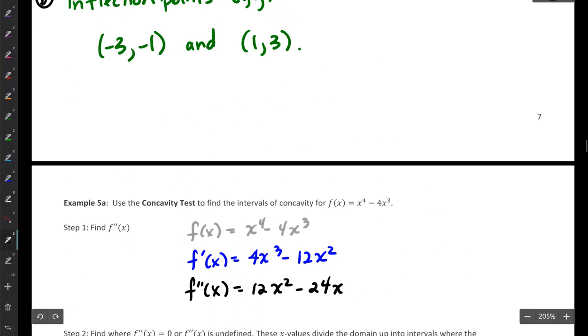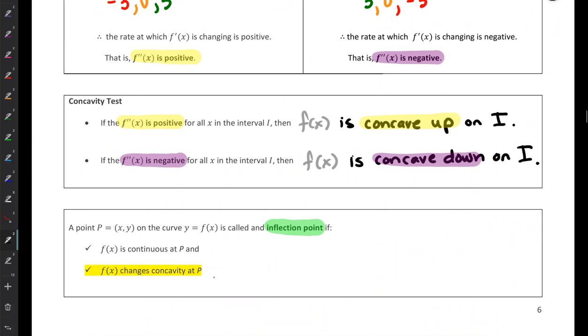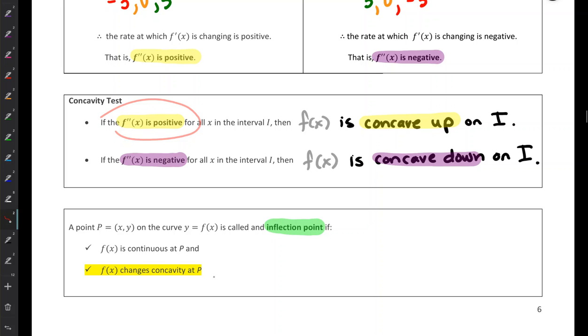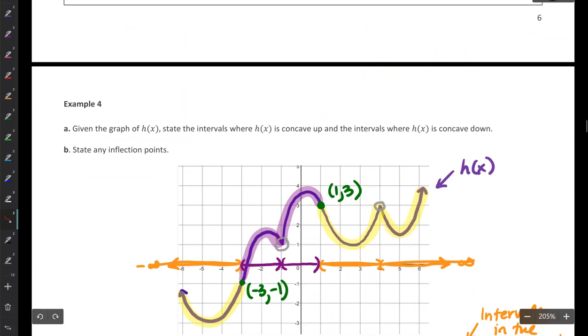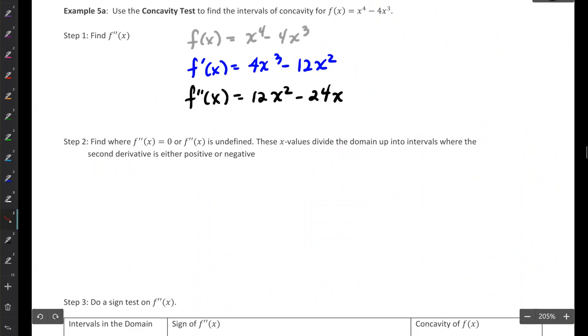Now, the concavity test says that if the second derivative is positive, the function will be concave up, and if it's negative, it'll be concave down. So what I want to do is do a sign test on the second derivative function. When you put an input into a function, there are only 4 options with that output. It's either undefined, it's 0, or it's a number that's positive or negative. So in preparation for that sign test, we're going to find out where the second derivative is 0 or undefined.